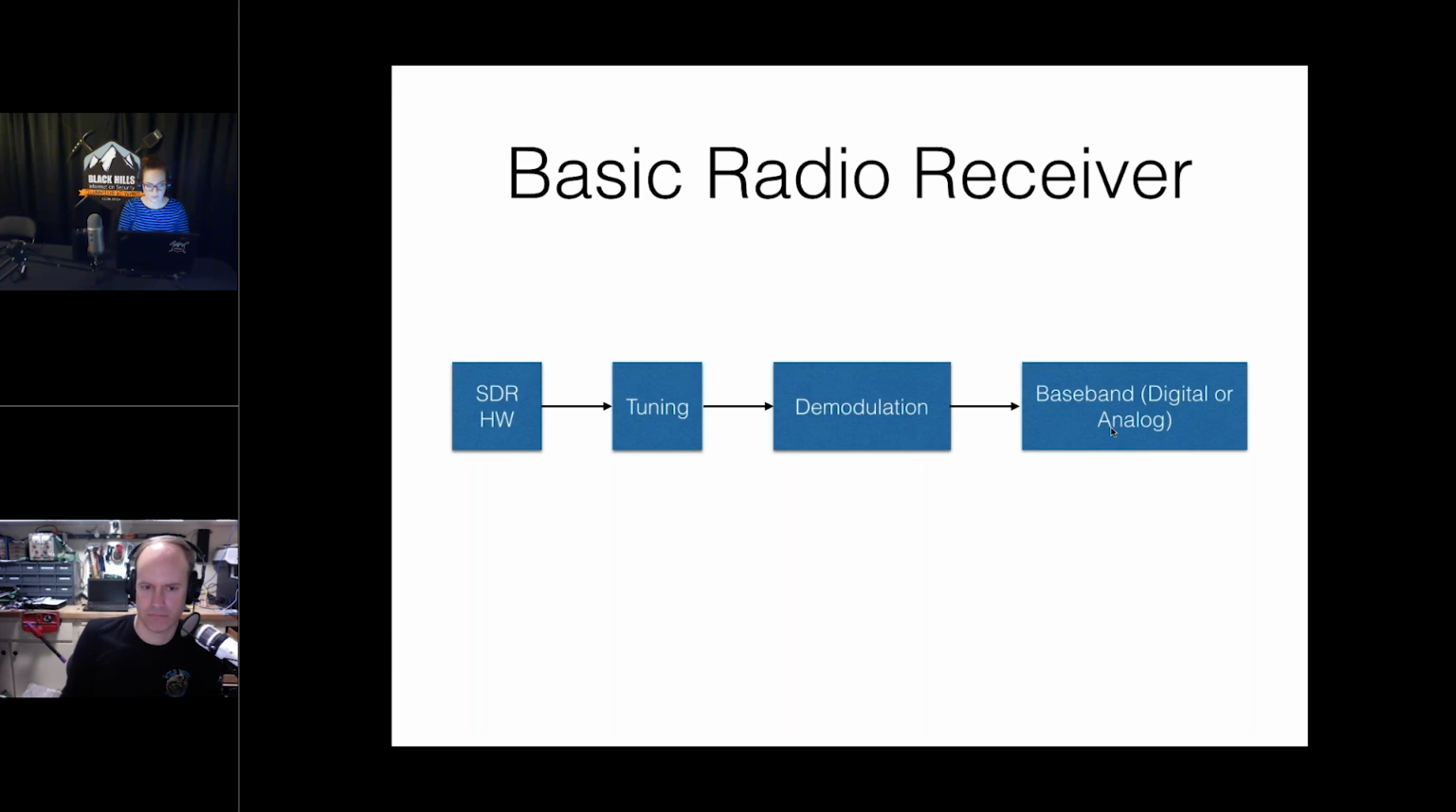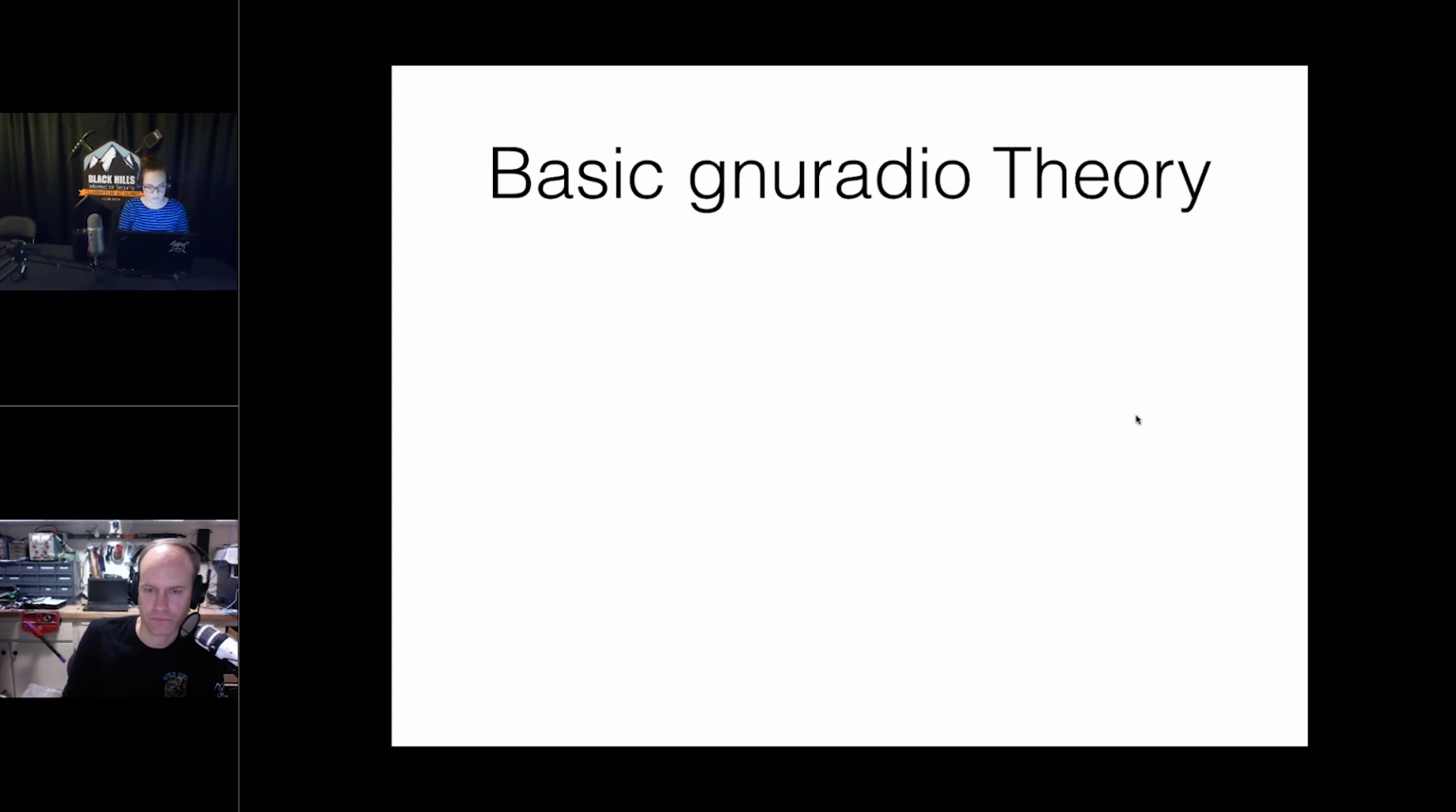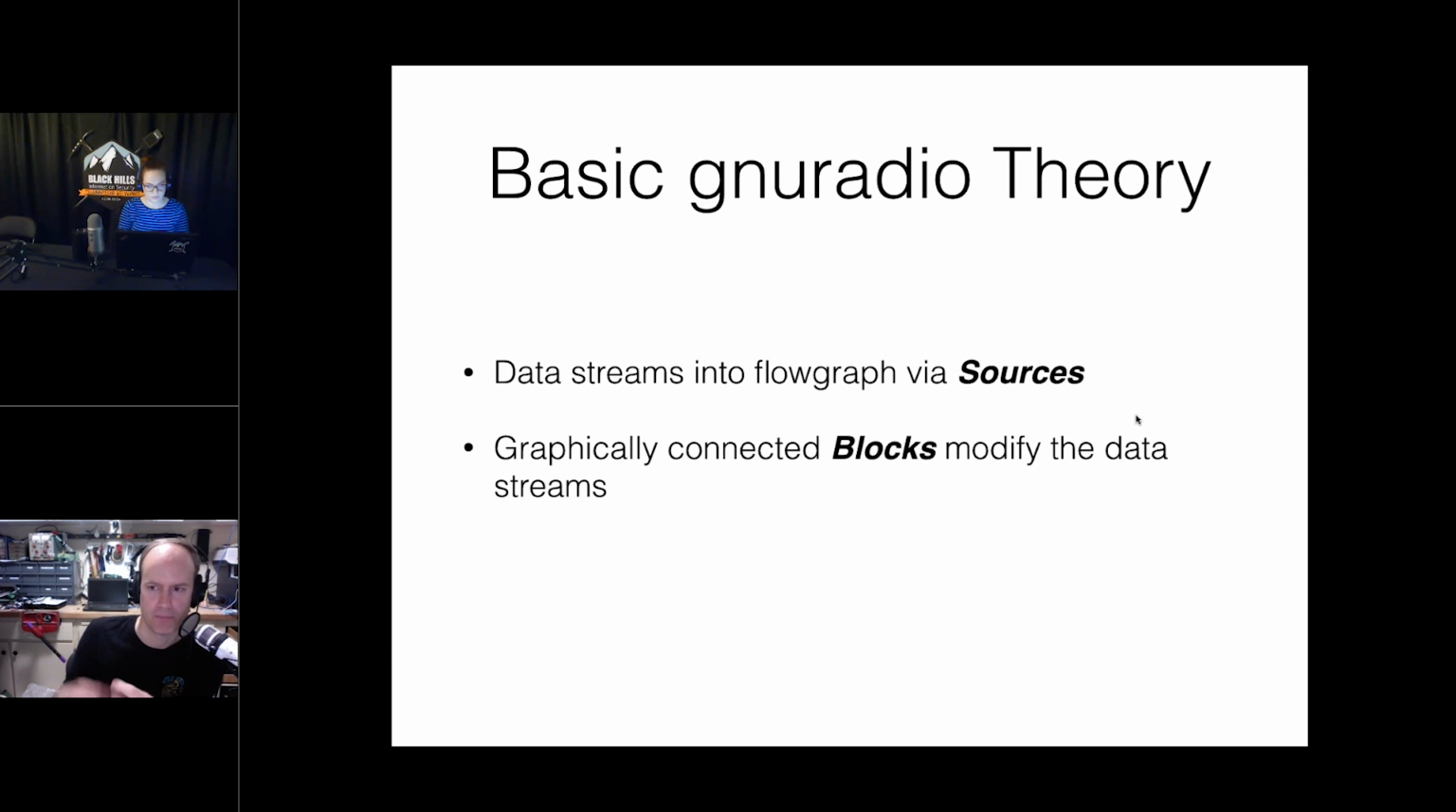That's what every radio receiver looks like. On the SDR side, we just have to build those different pieces. And so GNU Radio is a software package. You can think of it as 3 elements. You've got sources that allow data to come in to your program or your flow graph. You've got blocks that mess with that data. And then you've got sinks where the data goes out and does something.